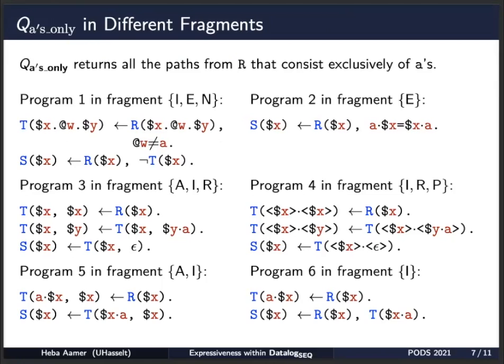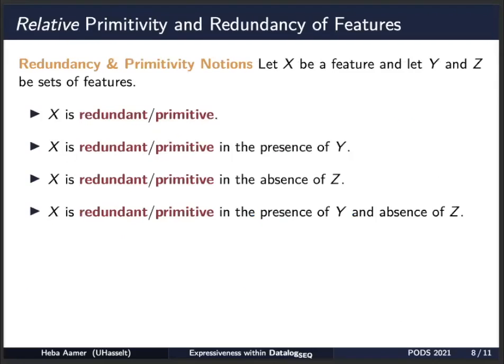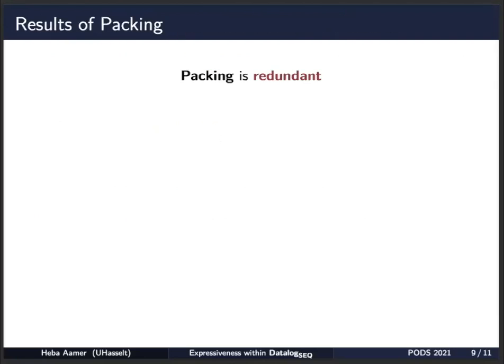And to make this more precise, we have defined different notions of redundancy and primitivity of features. We can have that a feature is redundant or primitive in an absolute sense, or in the presence and or absence of other features. Having said this, I will briefly mention the results for packing as it's the most involved proof. So our results show that packing is redundant in an absolute sense. So we can simulate packing without the use of any of the other features.